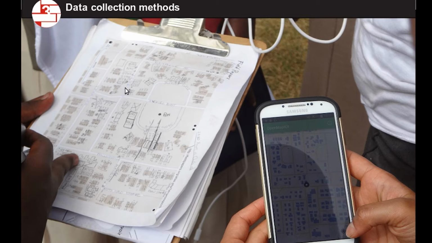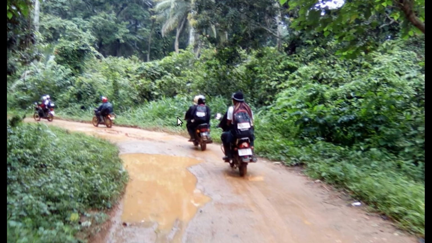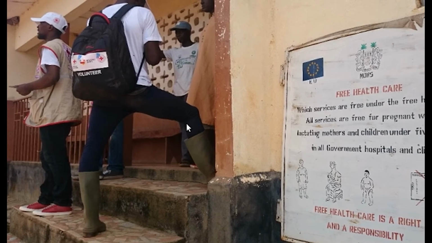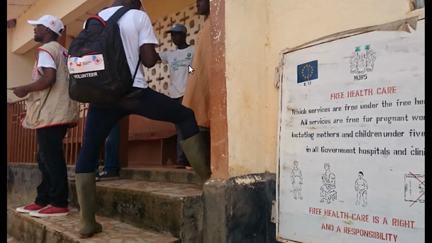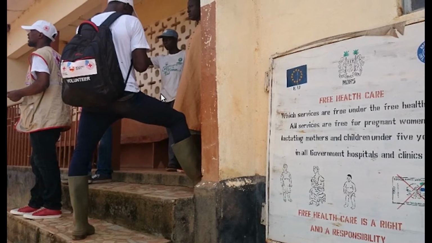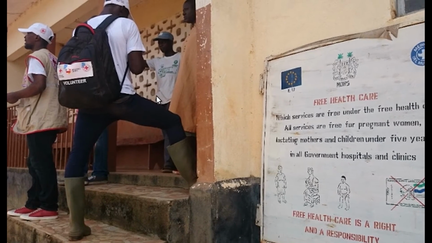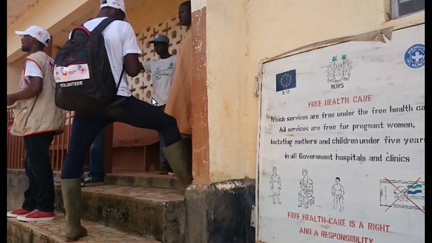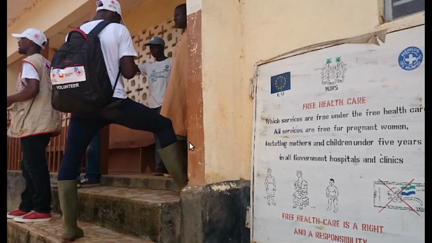Going into the field, this is the map that you guys have made in Mapathons around the world, using OpenMapKit, field papers, Osmand, OpenStreetMap for Android, and ODK, Open Data Kit. The motorcycle mappers on their way out to the field, doing health centre surveys, doing community surveys. I really like this sign: free healthcare is a right and a responsibility, and so it should be.